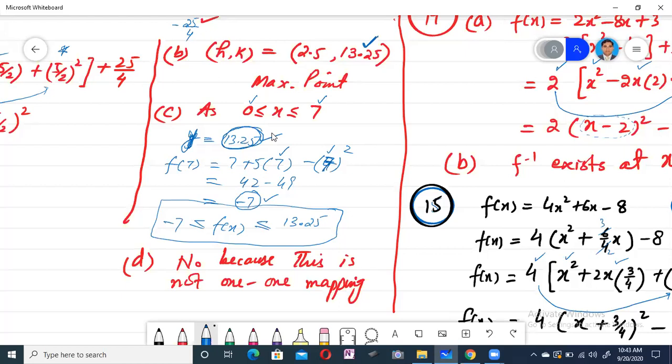Understood? If the turning point is maximum, then the y coordinate of the turning point is always the maximum value. If the turning point is a minimum point, then the y coordinate of this turning point will always be the minimum value, right? Yes, sir. Okay, the last question solution I'm sharing with you on the WhatsApp group. Just go through the solution and you can get the things easily, okay?